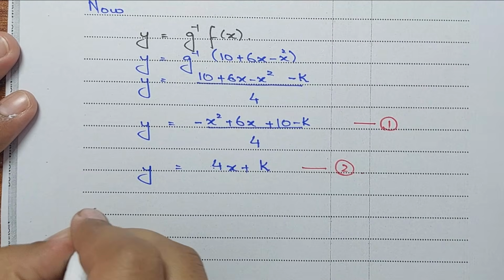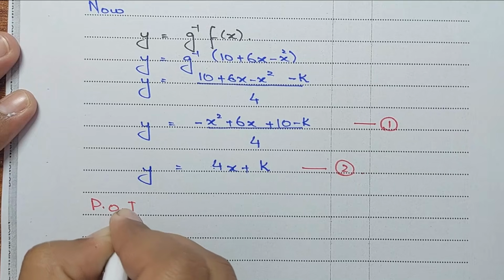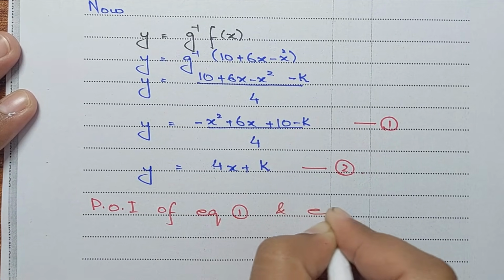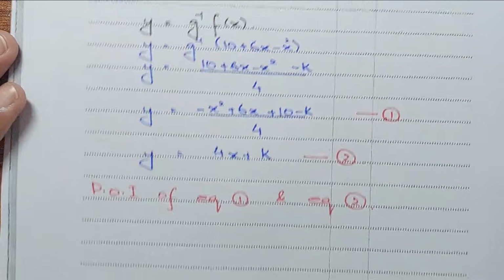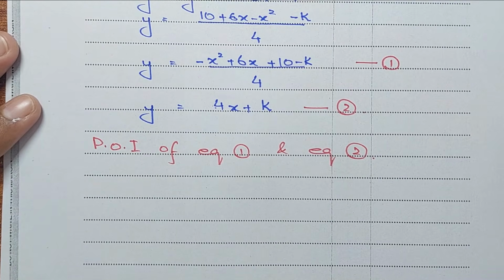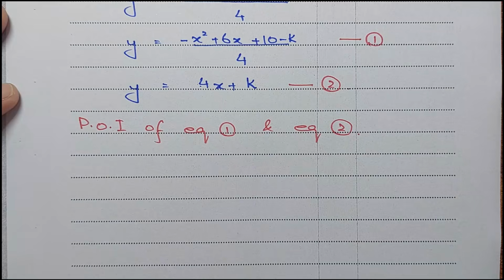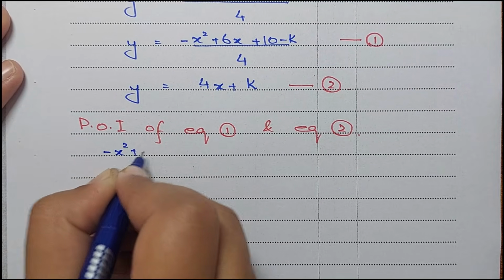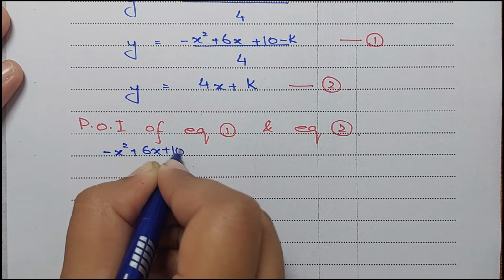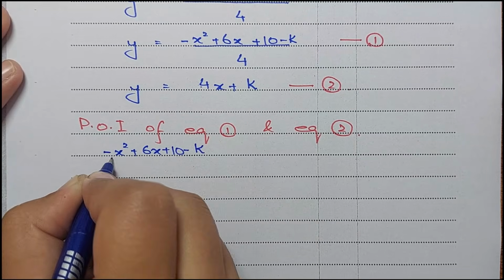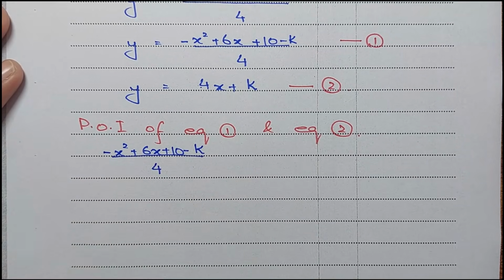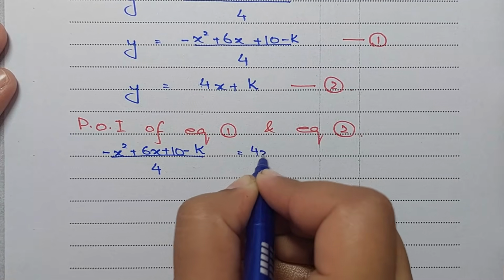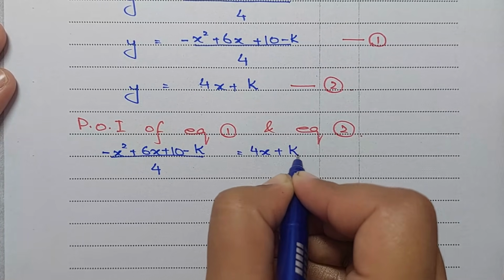Okay, now the next step is the point of intersection of equation 1 and equation 2. Put them equal and find out their point of intersection. Okay, so we can say minus x square plus 6x plus 10 minus k divided by 4 is equal to 4x plus k.